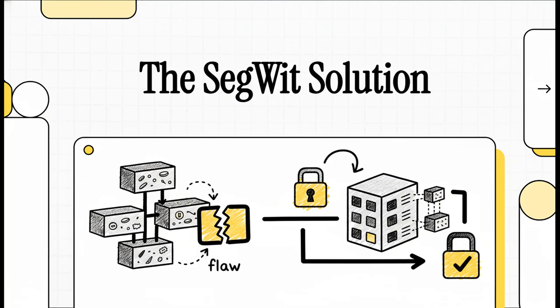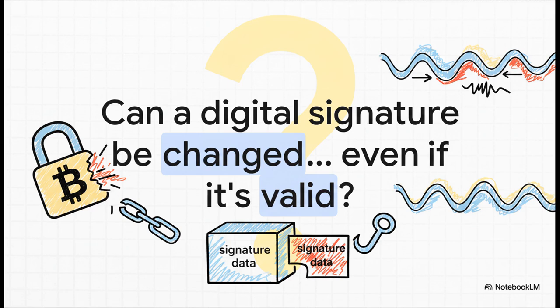Today, we're going to talk about something kind of wild, a hidden and potentially catastrophic flaw in Bitcoin's early code. And then, we'll get into the absolutely ingenious solution that not only patched it up, but really unlocked Bitcoin's future potential. So, let me ask you this. Can a digital signature be changed, even if it's perfectly valid?